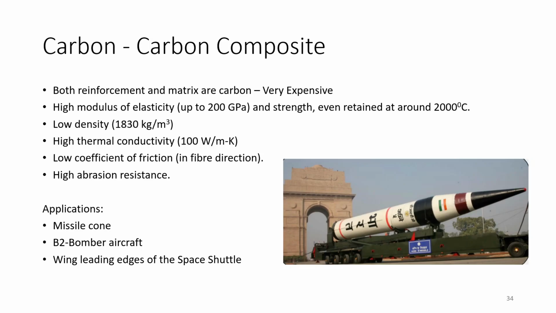Carbon-carbon composite. So in this case, both reinforcement and matrix are carbon, and these are very expensive. Also, these have a very high modulus of elasticity, up to 200 GPa, and strength is retained even at around 2000 degrees Celsius. And these have very low density as well, 1830 kg per meter cube, and they have very high thermal conductivity, 100 watt per meter Kelvin, and also they have a low coefficient of friction in the fiber direction, and they have low abrasion resistance. Applications include missile cones, B-2 bomber aircraft, and wing leading edges of the space shuttles.